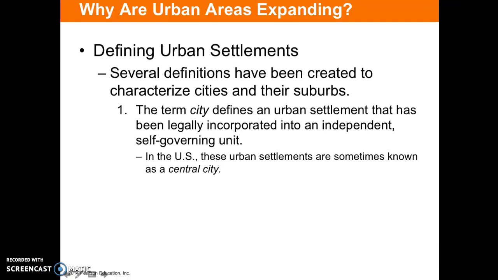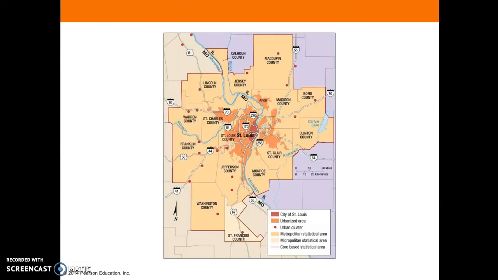Chapter 13, Key Issue 3, is about why urban areas are expanding. So to define an urban settlement, the term city defines an urban settlement that has been legally incorporated into an independent, self-governing unit. In the U.S., urban settlements are often known as central cities. And the independent self-governing unit will characterize the city from its suburbs.